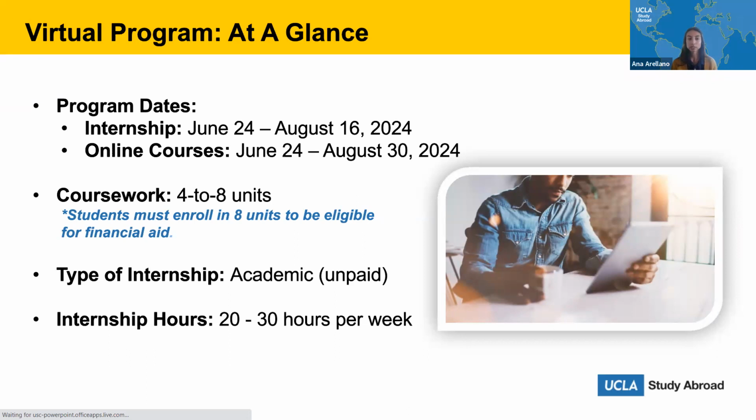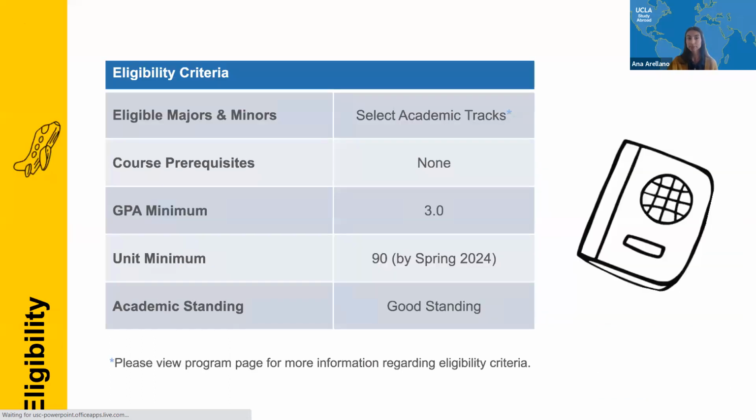I do want to make a quick note that students who are interested in using UCLA financial aid to cover the cost of the program must enroll in 8 units to be a full-time student to qualify for the financial aid. I'll touch a little later on what type of courses these are, but just know that students will earn 4 units and can earn up to 8 units on this program. Like I mentioned, these are academic credit only internships. These are not paid. For students interested in conducting these virtual internships, you can expect to intern anywhere from 20 to 30 hours per week.